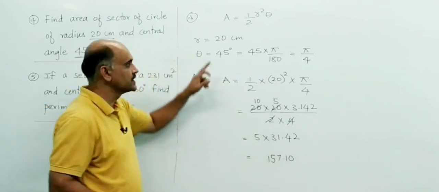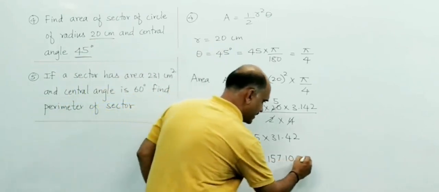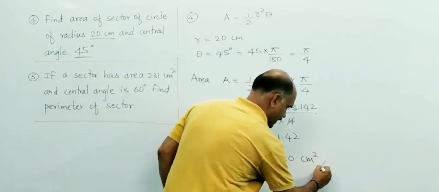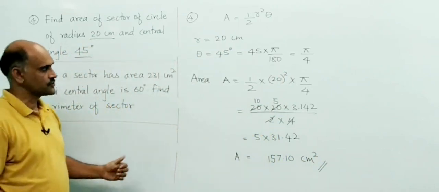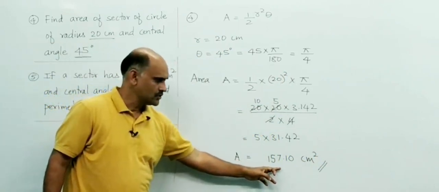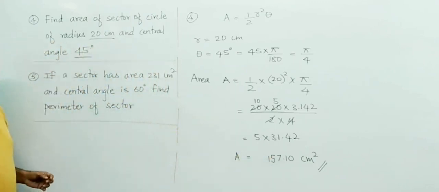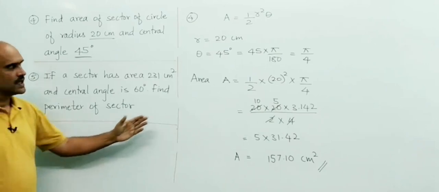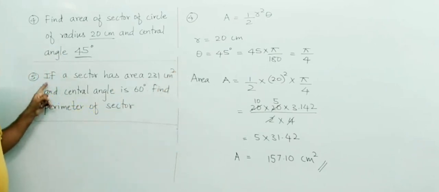157.10. The radius is in centimeter, so area will be measured in centimeter square. So 157.10 centimeter square is the area of the sector. Clear, students? Again you can pause and solve this problem. We will go for the fifth one.